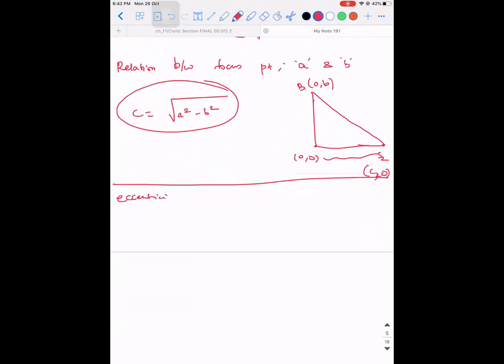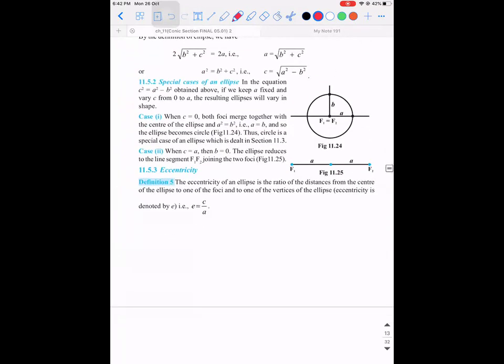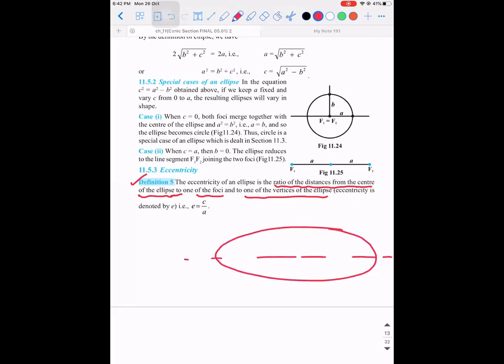Now I'm going to define eccentricity of an ellipse. So write down this definition. So eccentricity of an ellipse is given like this. It is a ratio of distances from the center of the ellipse to one of the foci and to one of the vertices of the ellipse. So you have an ellipse like this. Okay. So the center is going to be origin. This point is S1. So what are they saying?